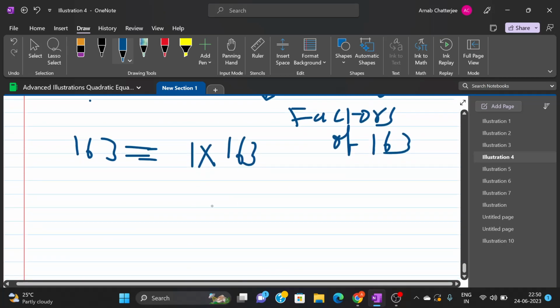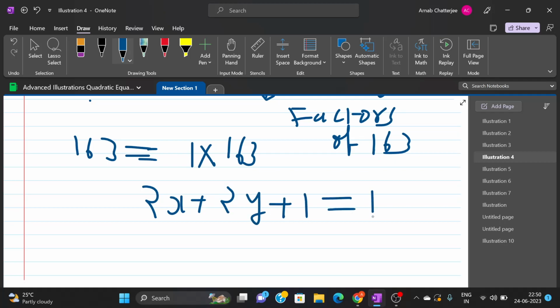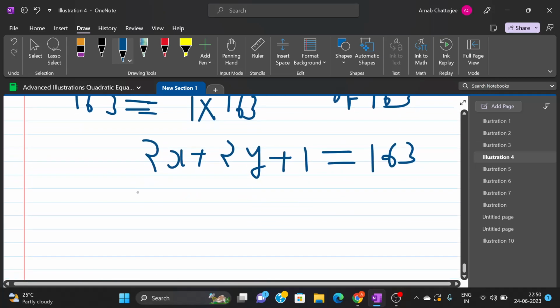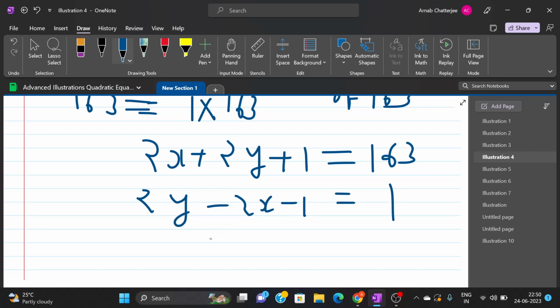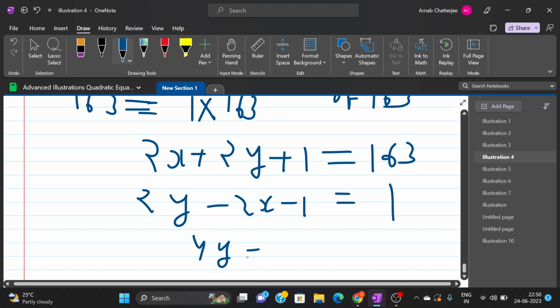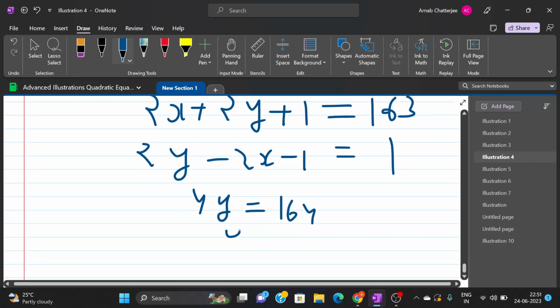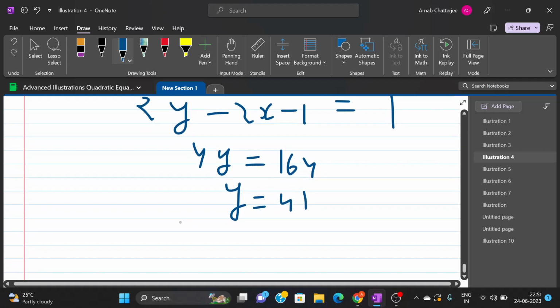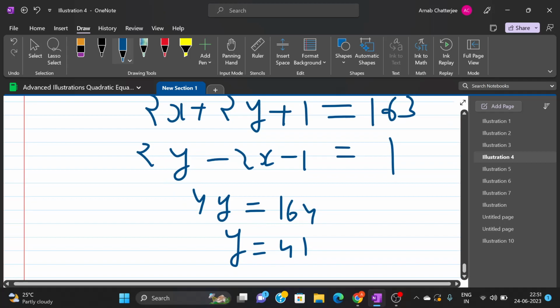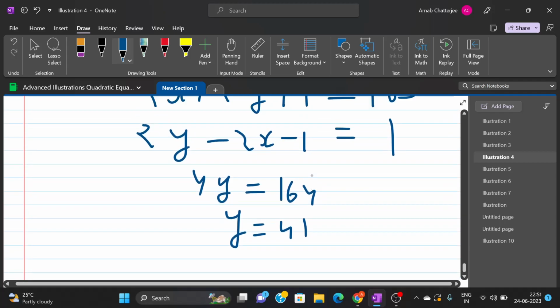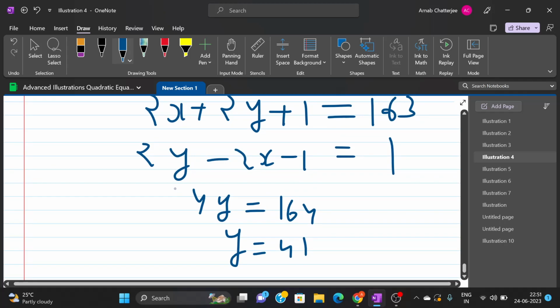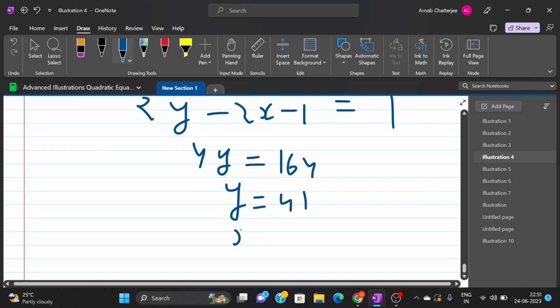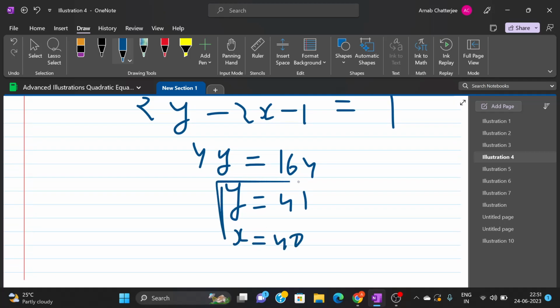So now we have that 2x plus 2y plus 1 is 163, and 2y minus 2x minus 1 is 1. So we add both of them and we have 4y equal to 164, and so y is equal to 41, and 2x is 82 minus 2, which is 80, so we get x equal to 40. This is one possible solution.